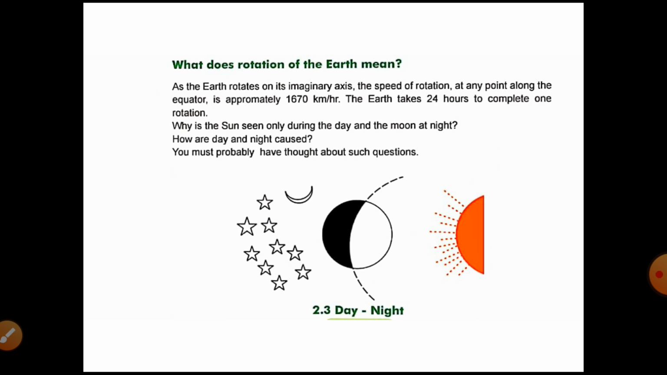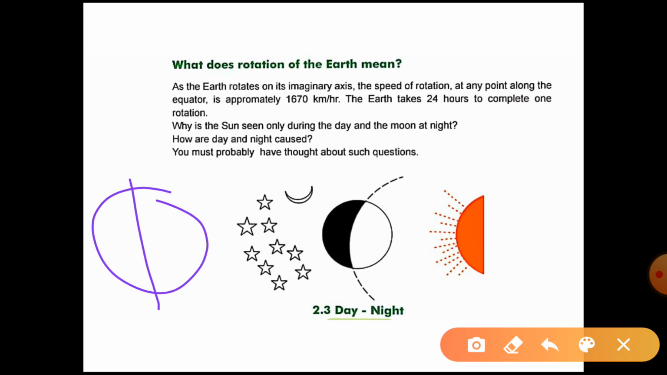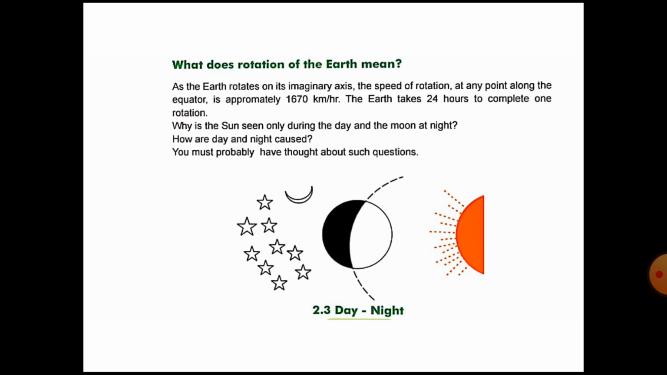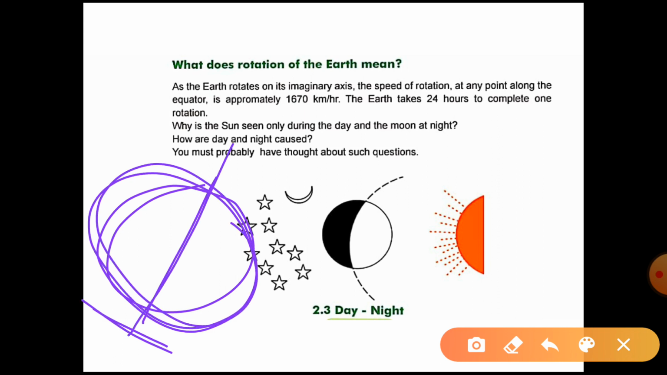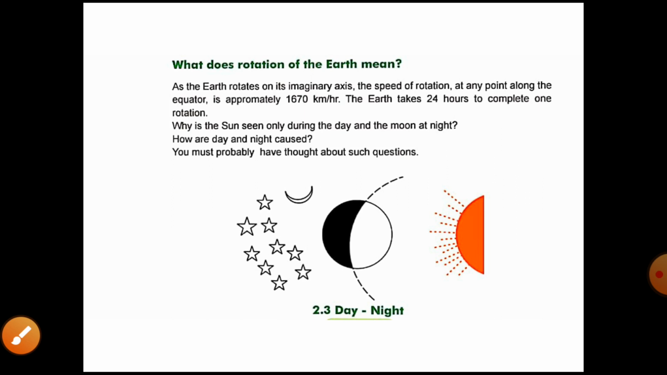What does rotation of the earth mean? Okay, actually what is the meaning of rotation? So the earth rotates on its imaginary axis. Okay, so while the earth rotates on its imaginary axis, which one means this one is an imaginary axis. So the speed of rotation at any point along the equator is approximately 1670 kilometer per hour.